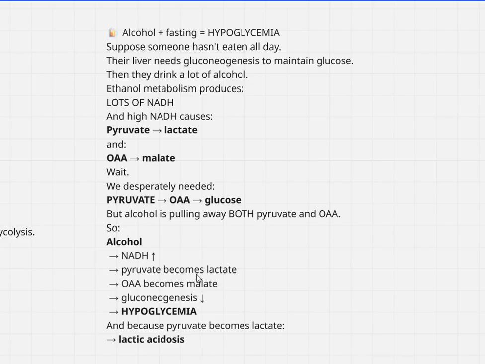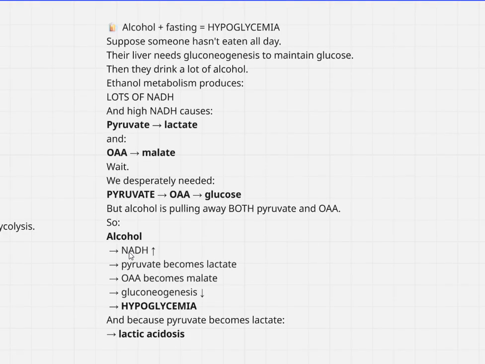Normally, the pyruvate should convert itself into acetyl-CoA so we can use it in the citric acid cycle. But what does alcohol do? Alcohol takes the pyruvate and converts it into lactate, right? And that also produces your NAD plus. So you get a lot of NADH in alcoholics, you get the pyruvate becoming lactate, you get the oxaloacetate becoming malate, and you get a decrease in gluconeogenesis. You get a decrease in gluconeogenesis because how will you start off with gluconeogenesis when the pyruvate is quickly being converted away?